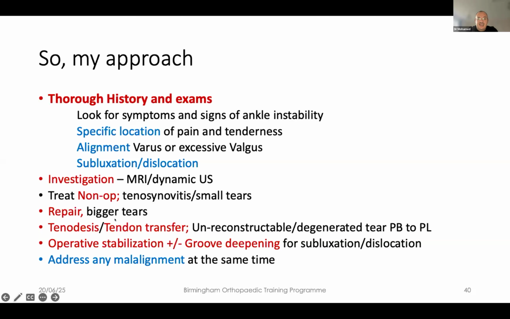For investigation, if I suspect subluxation or dislocation, especially intrasheath subluxation, I go for dynamic ultrasound. But the problem is that it is very operator dependent. If not, an MRI scan will be my first choice.